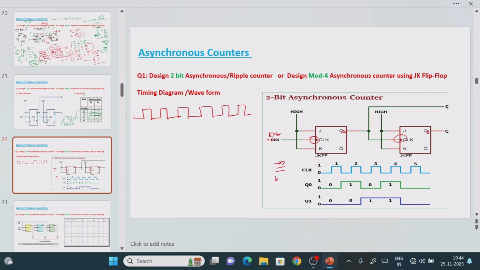So what does negative edge mean? Falling edge or negative edge, as we discussed in the previous classes. Now identify the negative edge. This one is the negative edge.